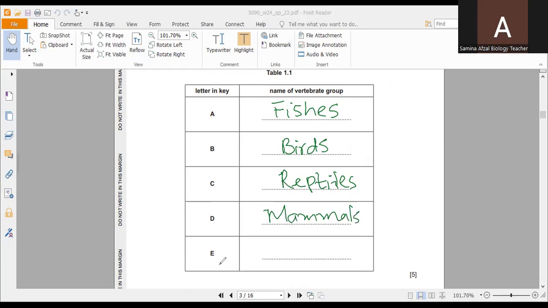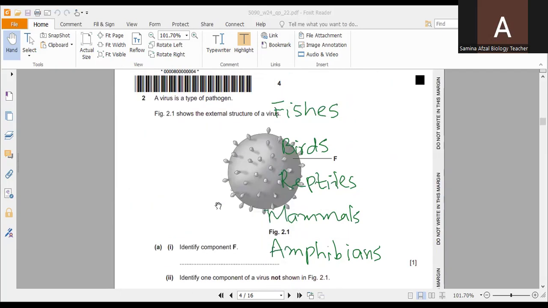And at E, amphibians which lay eggs, but their eggs don't have the hard shells. So they are amphibians. So it was all about question 1. Moving towards question number 2.